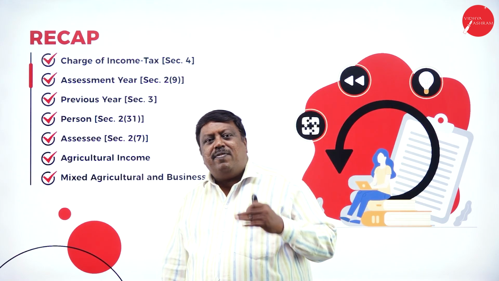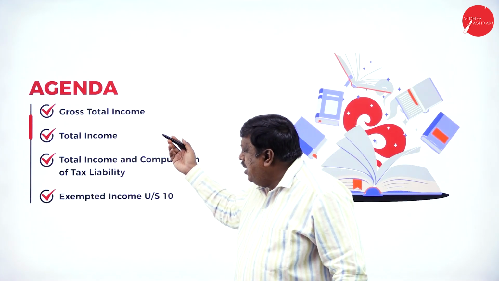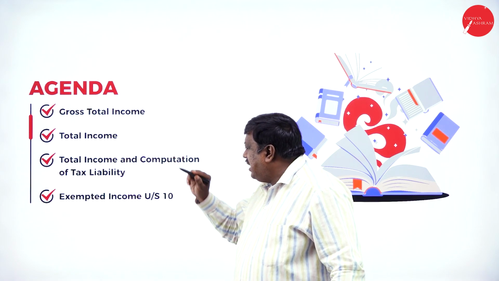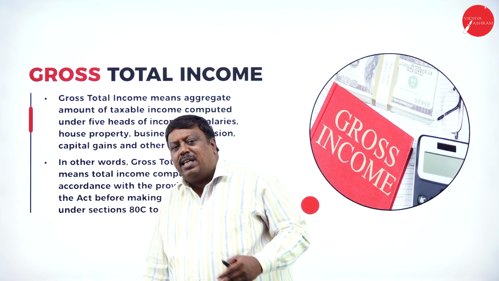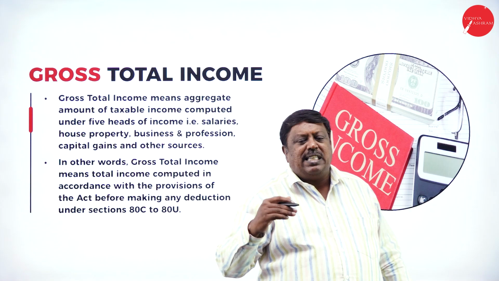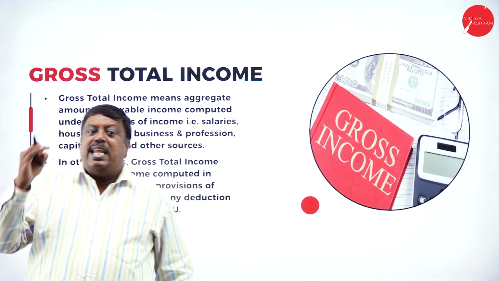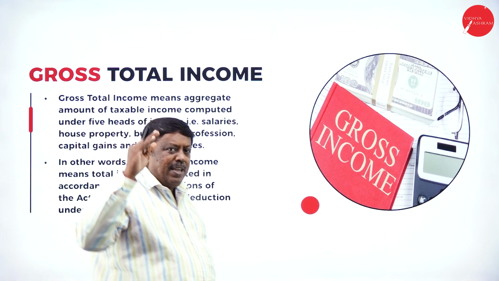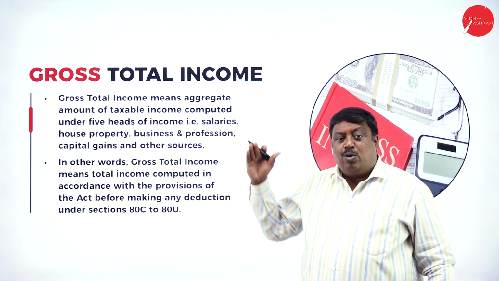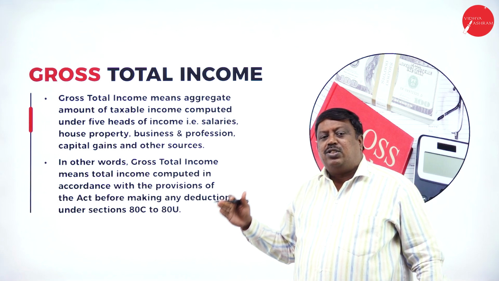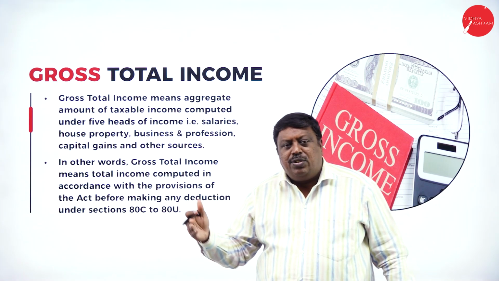For us, the current previous year is 2023-24. And today's agenda is gross total income and computation of tax liability, and exempted income under section 10. What is gross total income? Gross total income is nothing but the total income of all the 5 heads: income from salary, income from house property, income from profits or gains from business or profession, income from capital gains, and income from other sources. So all the 5 heads' taxable income will be totaled here. The total is called our gross total income, before giving any deductions under section 80C to 80U to the assessee.